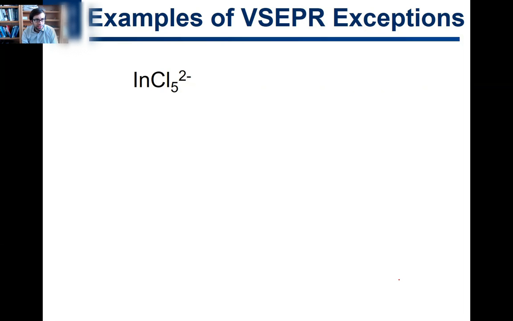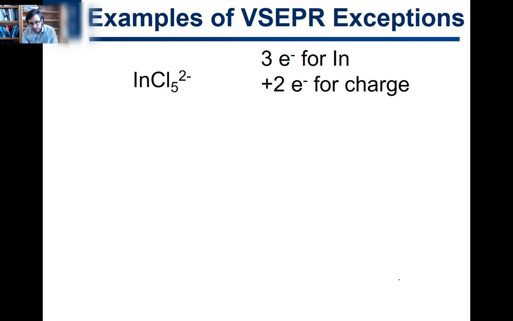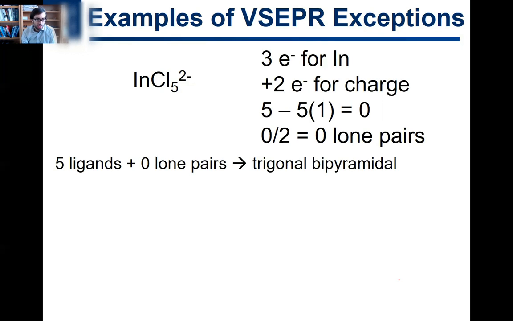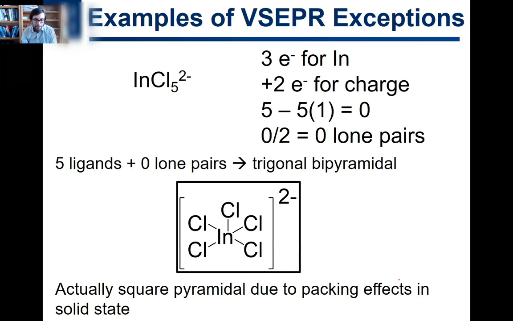So if you take this indium chloride species, you say, okay, indium should have 3 valence electrons plus 2 for the charge because we're 2 minus, so we need 2 additional electrons. And then we're going to subtract off the 5 halogens. Those are each worth 1. That gives us 0 lone pairs. So again, just like before, we have 5 ligands plus 0 lone pairs. Should be trigonal bipyramidal. But if you take the crystal structure of this, this is square pyramidal. It's not trigonal bipyramidal at all.